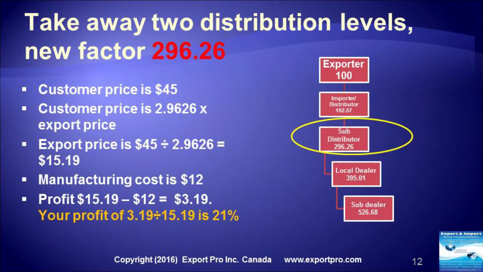If you cut off 2 distribution levels, you make $3.10 in profit, or 21%. By shortening the distribution channels, you become more competitive and keep more money. If you want to study this slide more, just pause the video and study the calculation.